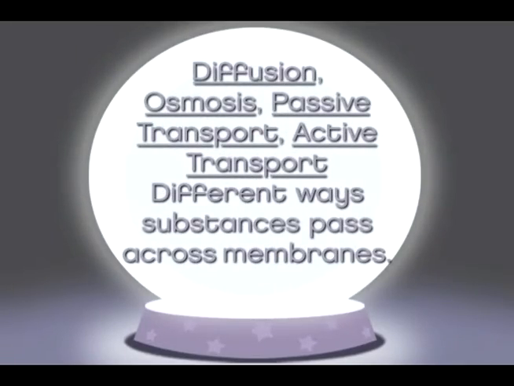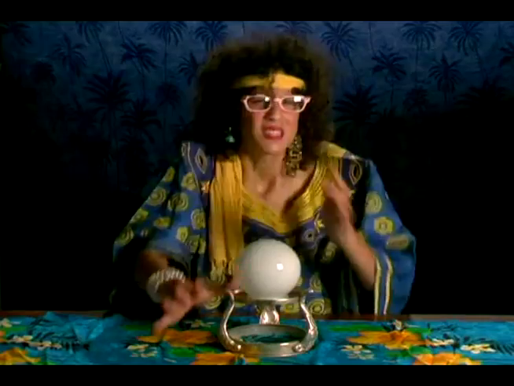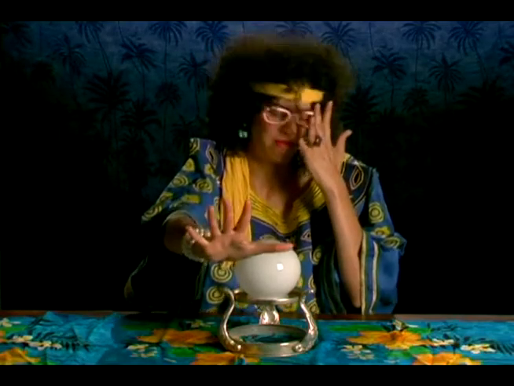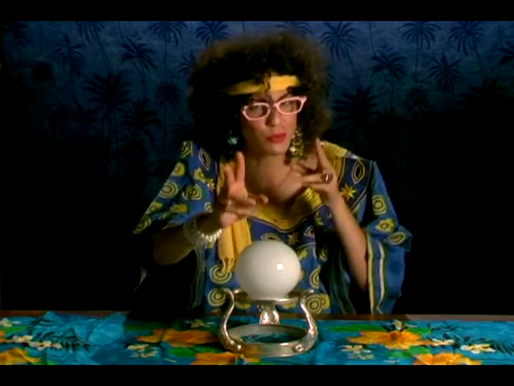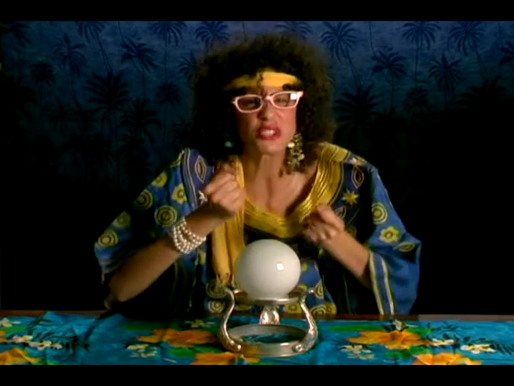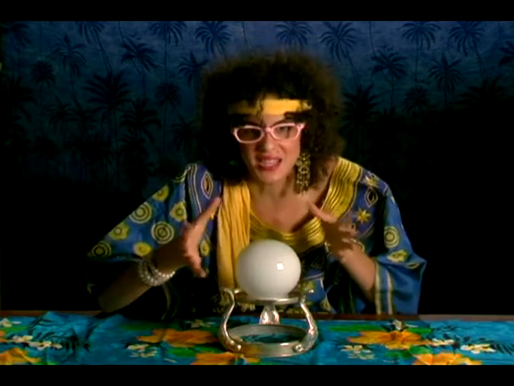Diffusion, osmosis, passive transport, and active transport are different ways in which substances pass across membranes. That's all I can tell you for now, my friends. But for 2 donkeys, I can summon the strength to divine your test answers.